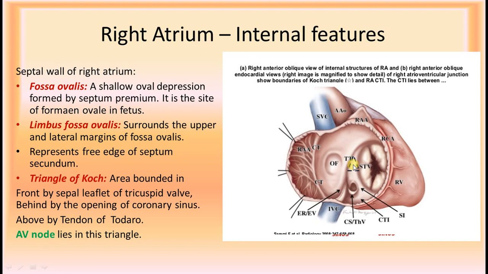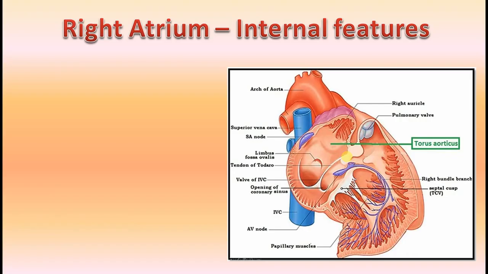The tendon of Todaro is a subendocardial ridge. You are able to see the raised margin below the endocardium, so we call it the subendocardial ridge, which extends from the left fibrous trigone of the heart to the opening of the inferior vena cava. So that is the extension of the tendon of Todaro. This triangle of Koch is present between the septal leaflet, the opening of the coronary sinus, and the tendon of Todaro. That is the triangle of Koch.